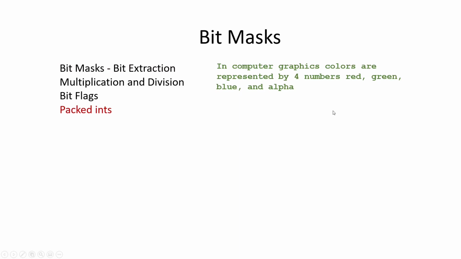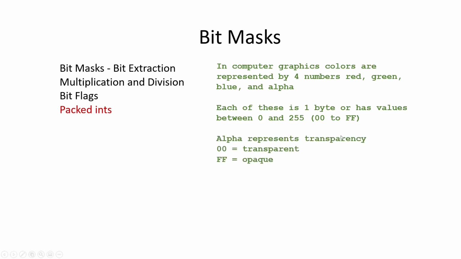And here's my example. This is where it's very common. In computer graphics, we're going to represent colors by 4 numbers: red, green, blue, and then an alpha channel to represent transparency. Each one of these is going to be 1 byte, so it's got values between 0 and 255, or 0 to FF. And alpha is going to represent the transparency, so 0 alpha would be completely transparent. 255 or FF is going to be completely opaque. That means we can see it.